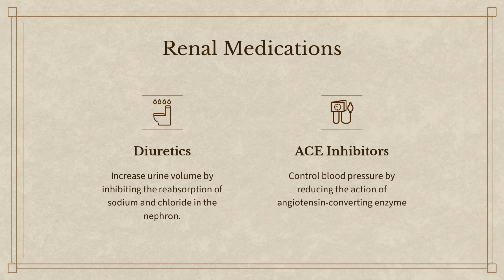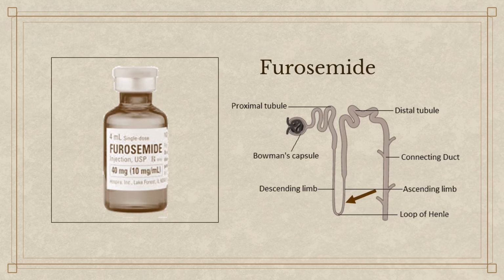There are two main classes of renal medications we're going to talk about: diuretics and ACE inhibitors. Diuretics in general increase urine volume. Angiotensin-converting enzyme inhibitors, or ACE inhibitors, are a class of drugs used to treat and prevent high blood pressure, heart failure, and kidney disease. So let's talk about furosemide first.